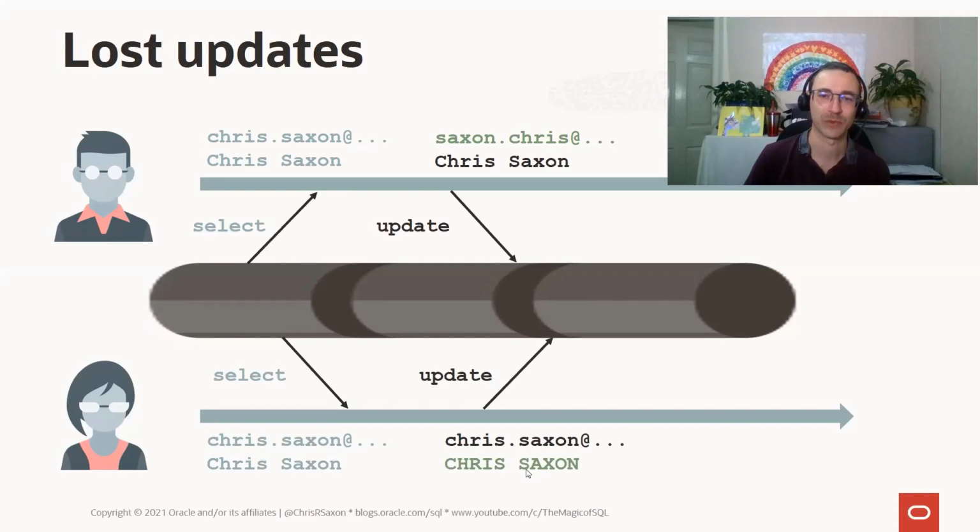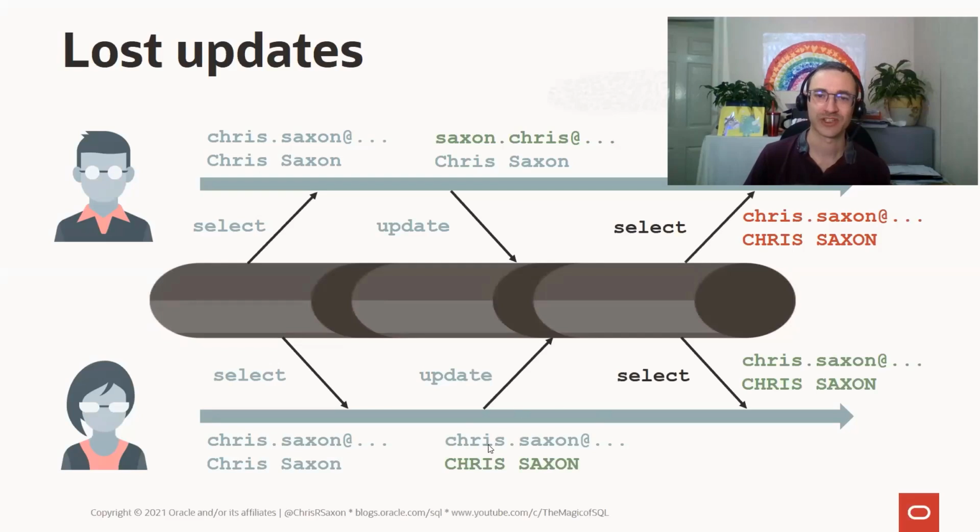They change my name to uppercase, but they're not going to change the email address because they're not interested in that. They're just doing some data cleansing or something maybe here. And notice this update, their update finishes after mine. So what happens when we query the rows back out? Well, we will see the changes from this second update. They will overwrite the changes that I made.